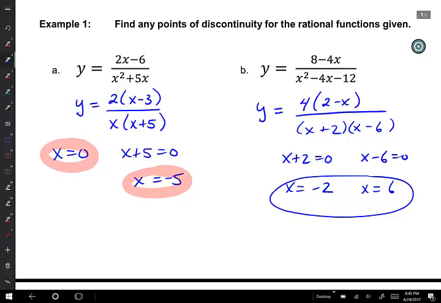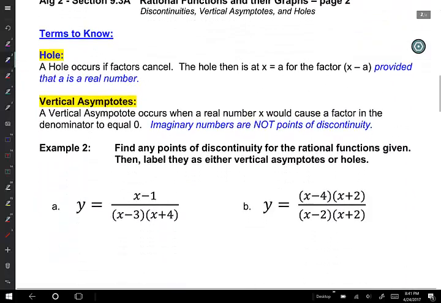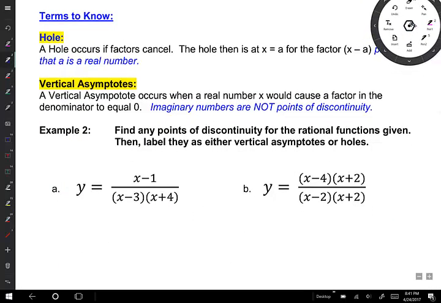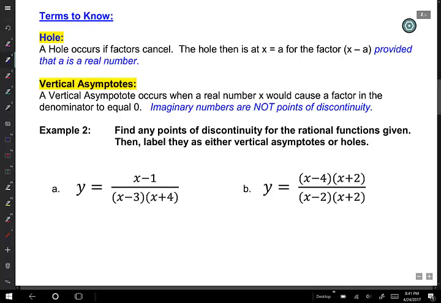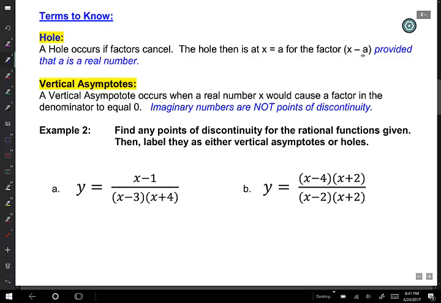These points can be broken up into two different terms. They might be referred to as holes, or they might be referred to as vertical asymptotes. We've done vertical asymptotes already with our basic inverse variation, but let's talk about what it means to be a hole. If the factors cancel, then that point, that value of x equals a, is called a hole. So that you have the factor x minus a, and then the hole would be x equals a.